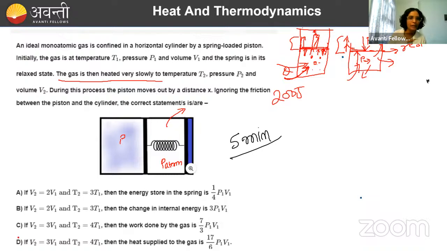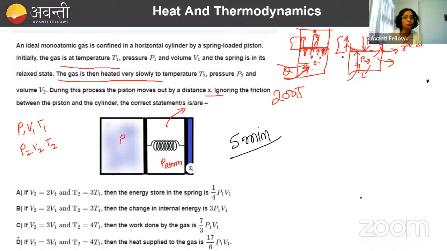Now let's read the question. There is an ideal monoatomic gas confined in a horizontal cylinder by a spring-loaded piston. Done. Initially, gas is at temperature T1, pressure P1, and volume V1. Initial parameters are given. Now what is happening? Gas is then heated very slowly to temperature T2, pressure P2, and volume V2. So what's the final parameter? P2, V2, T2. Done. During this process, the piston moves out by distance x.